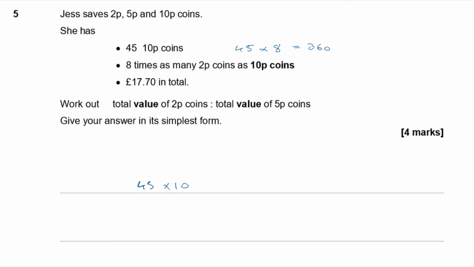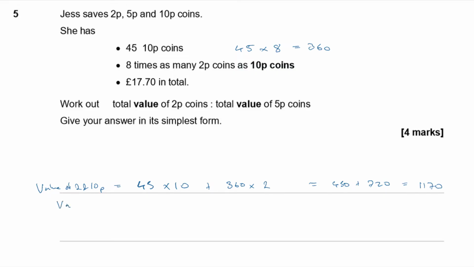So what she's got is 45 10p coins, and she's got 360 2p coins. How much is that altogether then? So that is equal to 450 plus 720, which comes to 1,170, or £11.70 worth of change so far. Okay, so that's the value of the 2p's and 10p's she's got.